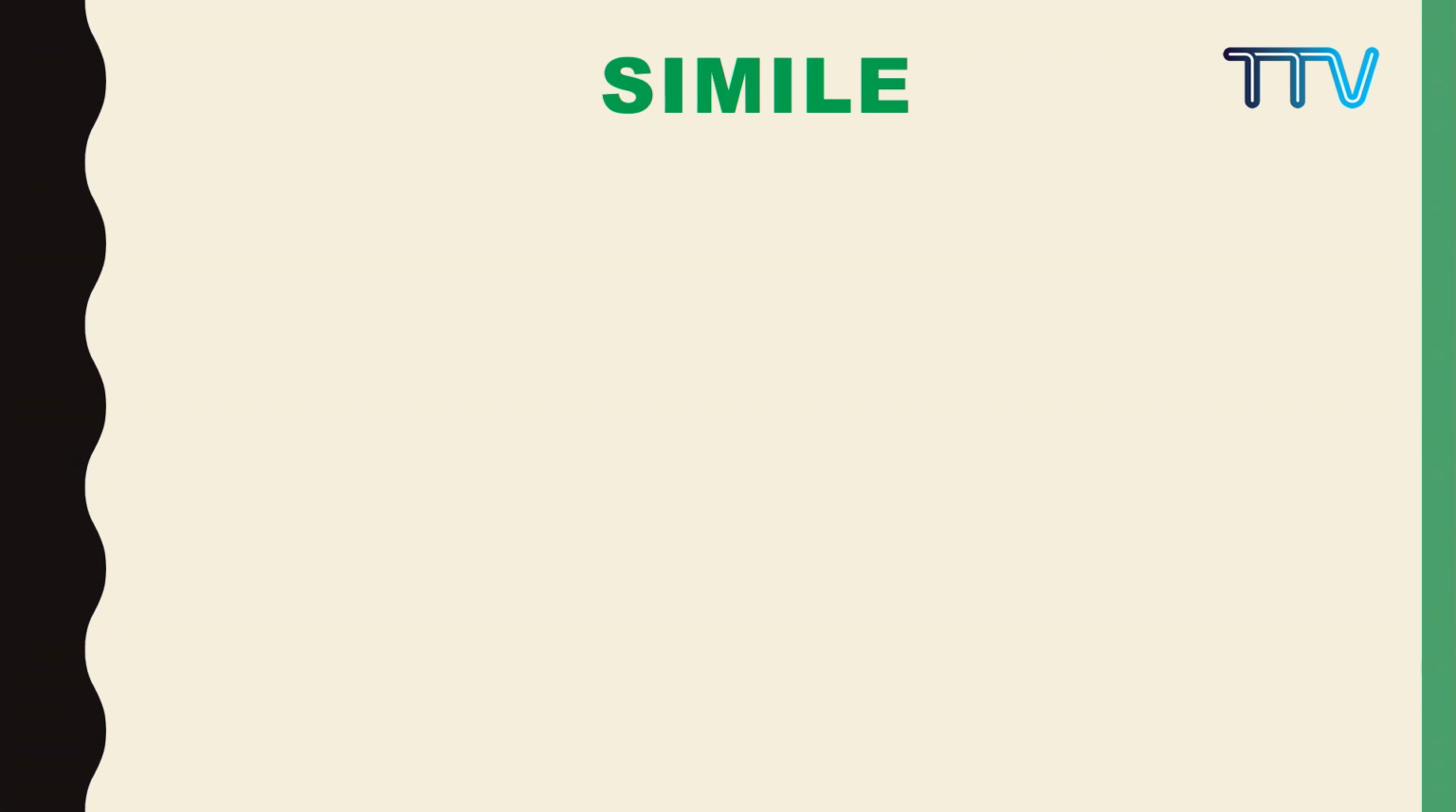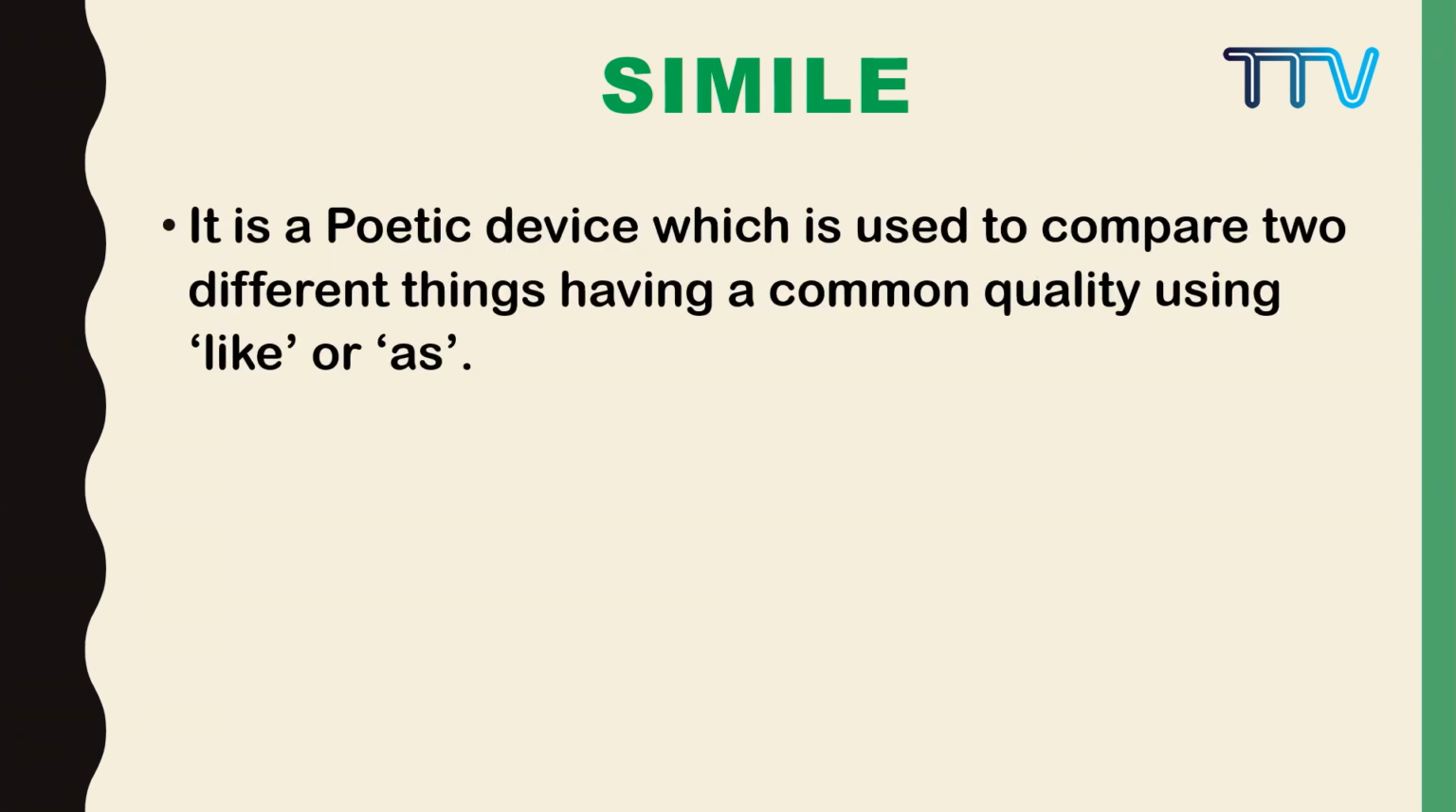So, simile. It is a poetic device which is used to compare two different things having a common quality using like or as. Simile and metaphor, I have discussed yesterday for grade 7 and 8. Both are devices or tools used by poets to compare two different things. The only difference is that in simile we use words like or as, whereas in metaphors we do not use such words. It is a kind of direct comparison.